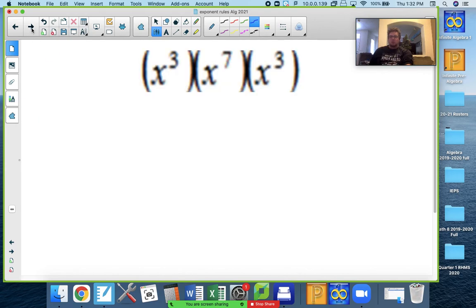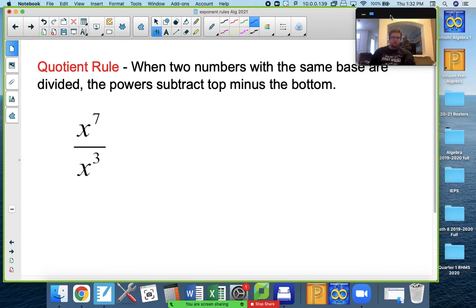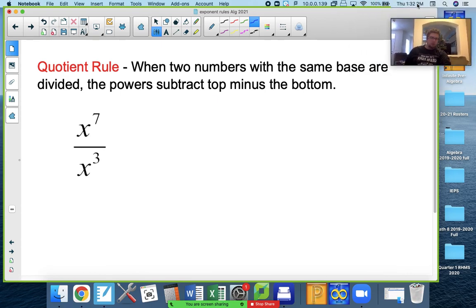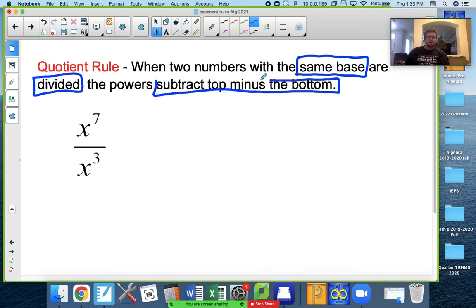The next rule is the quotient rule. It's kind of the opposite of the product rule. When two numbers are the same base, so same criteria, have to be the same, but this time are divided, the powers are subtracted, top minus the bottom. Alright, so both are x's being divided. We're going to take our top power, we're going to subtract the bottom power. We get x to the 4th.